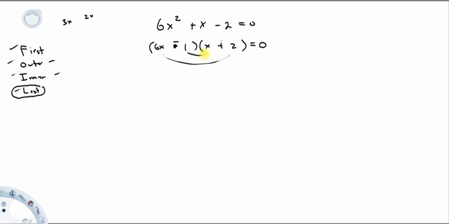Now you might say that's a lot of messing around. Well, it can be, and when you get more experience, when you look at problems like this, you'll realize that the 6x and the x probably was not a good place to start anyway. So let's move on and try this.